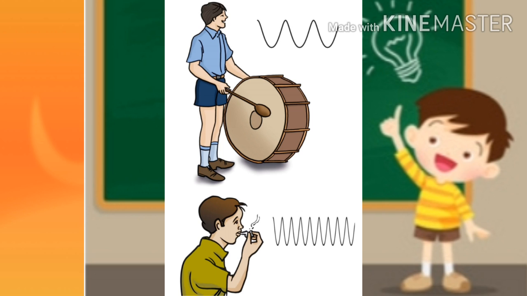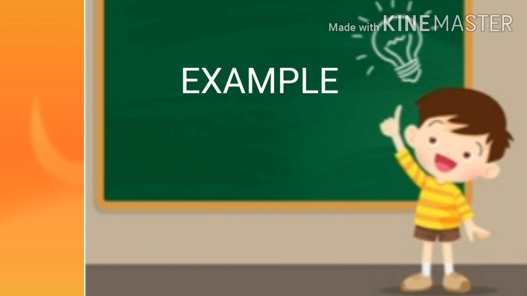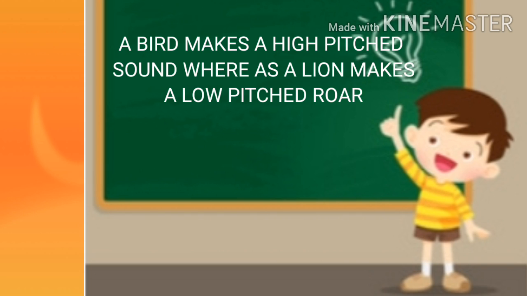Okay, then here one more example I will take. A bird makes a high pitched sound, whereas a lion makes a low pitched sound. However, the roar of a lion is very loud while the sound of the bird is quite feeble.